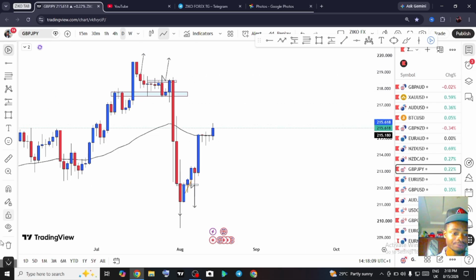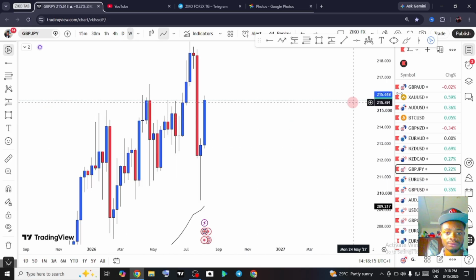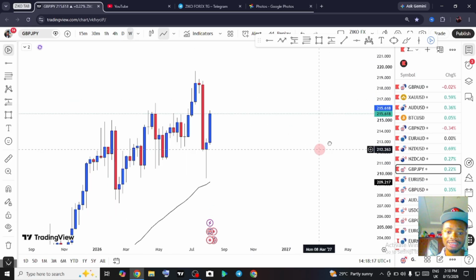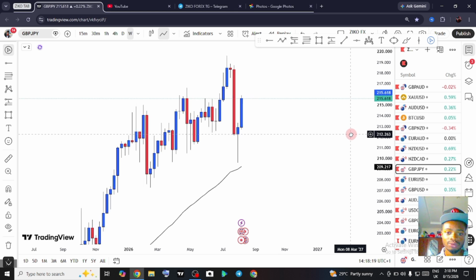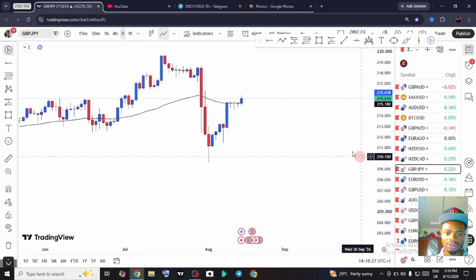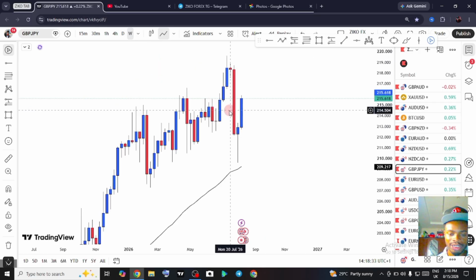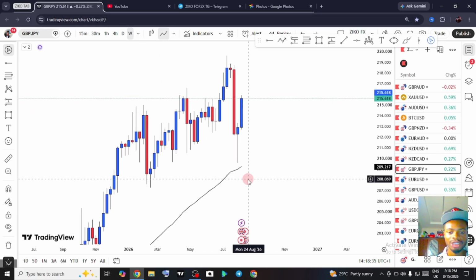GBP JPY, we'll delete everything we have. Weekly time frame seems like, even if it's bearish, I feel like the buying momentum is very strong, right? Daily time frame is also bearish. If price does not really start selling from current market price, because it doesn't seem like it's slowing down, we are still going to continue bullish.